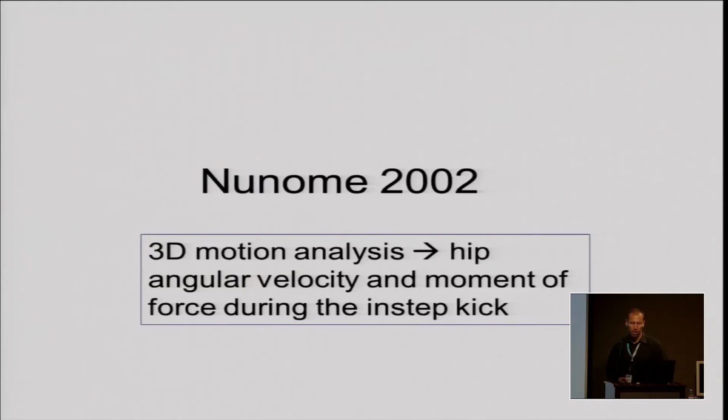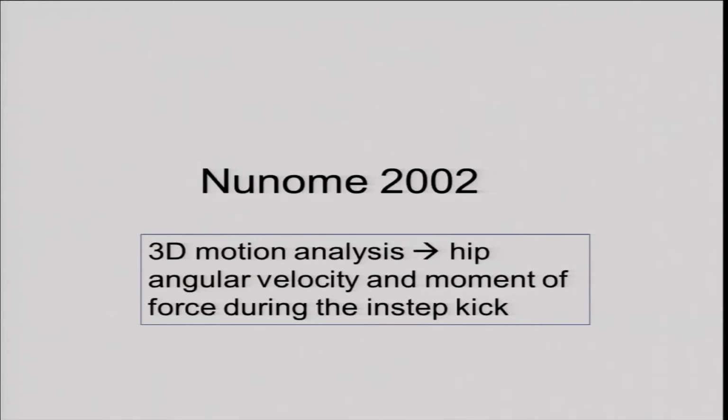So this is a study from 2002 that did 3D motion analysis, and this is one of the early studies. They actually only had 2 cameras instead of 8 in the more recent studies. But they calculated the movements around the hip, the velocities and the moment of forces. So let's take a look at that.